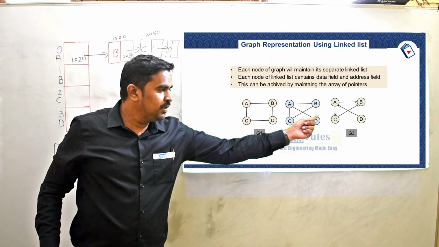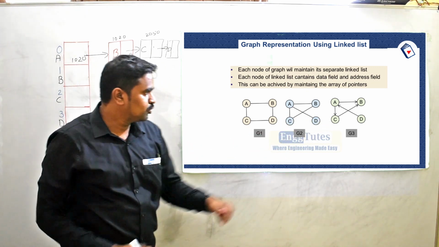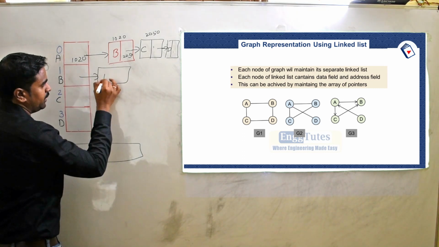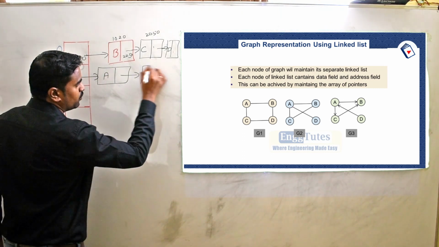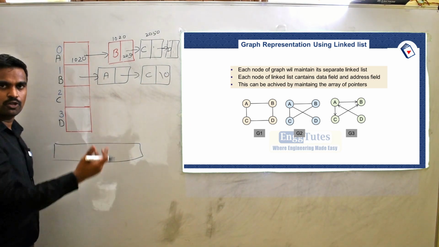अब मुझे बताओ B किसको कनेक्टेड है? Through B we can reach out to A and C. So from B we make a separate node for A and separate node for C. Done. And slash 0 represents the end of the linked list.